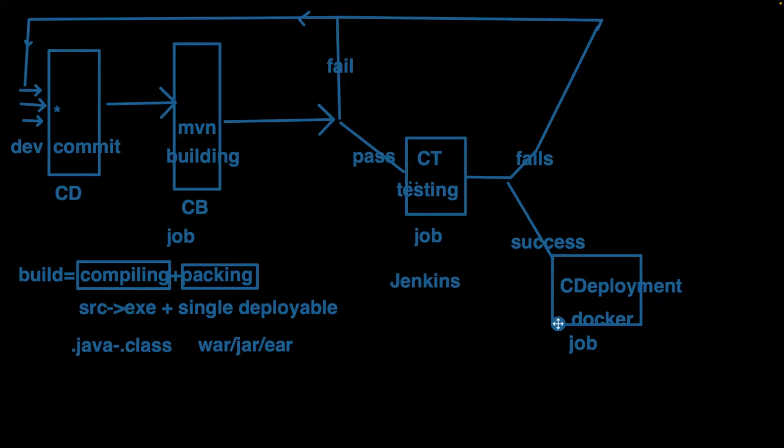See, Jenkins is like an orchestrator. It doesn't do anything. Don't think that, okay, Jenkins is building, testing, deploying. No. Jenkins is like an orchestrator. Via Jenkins, you will build it, test it, and deploy it. Right? Via Jenkins, you can build the code, test it, and deploy it.